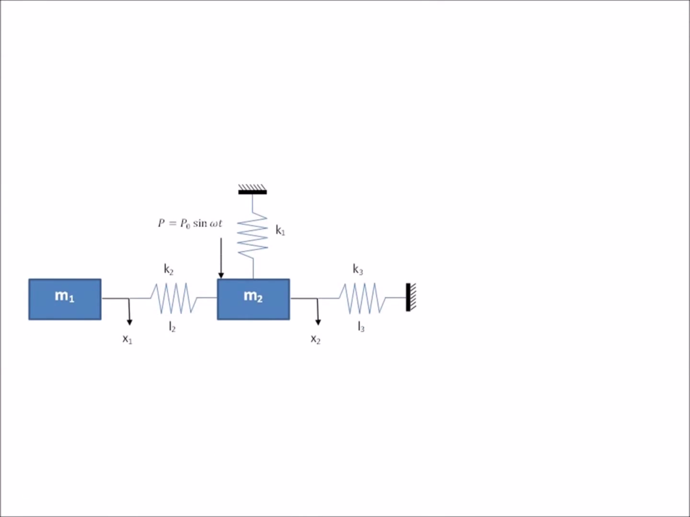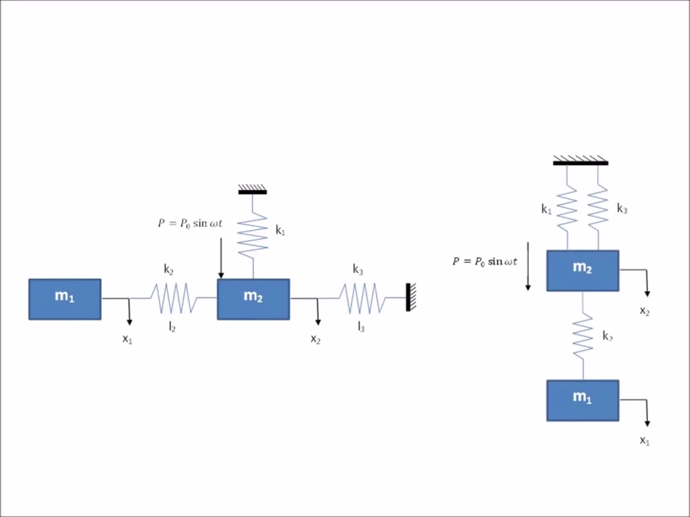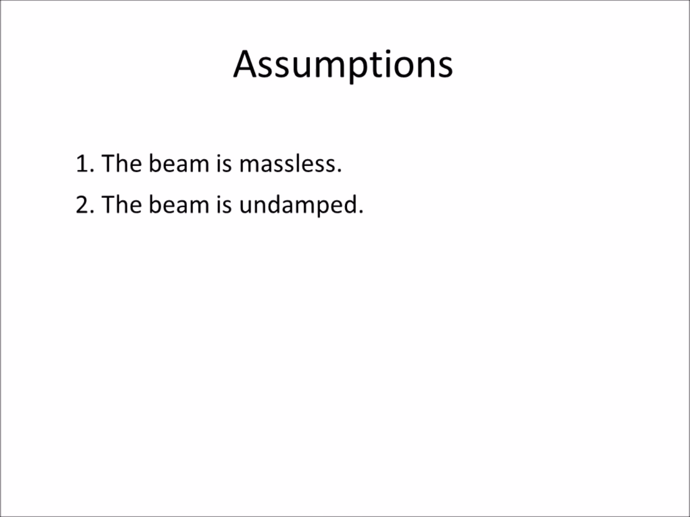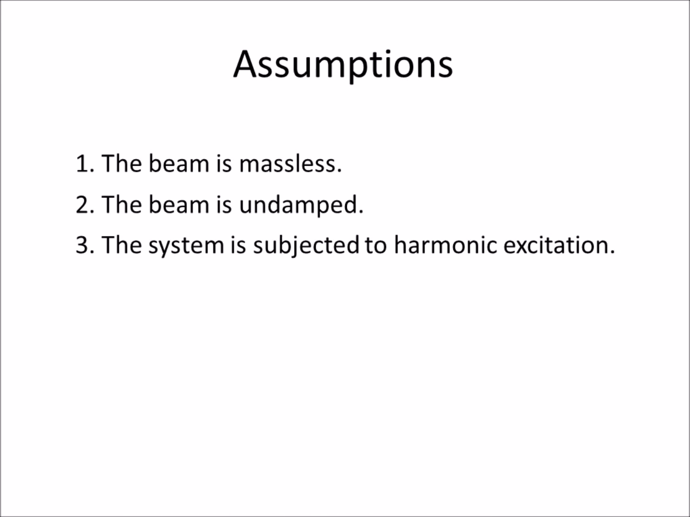This is a schematic diagram that closely approximates the actual system, with two masses and three springs connected as shown. On the right-hand side is a simplified model of the schematic diagram, which only allows the masses to move in the vertical direction. So here are some assumptions: the beam is massless, the beam is undamped, the system is subjected to harmonic excitation, and the gravity force g equals 10 meters per second squared.